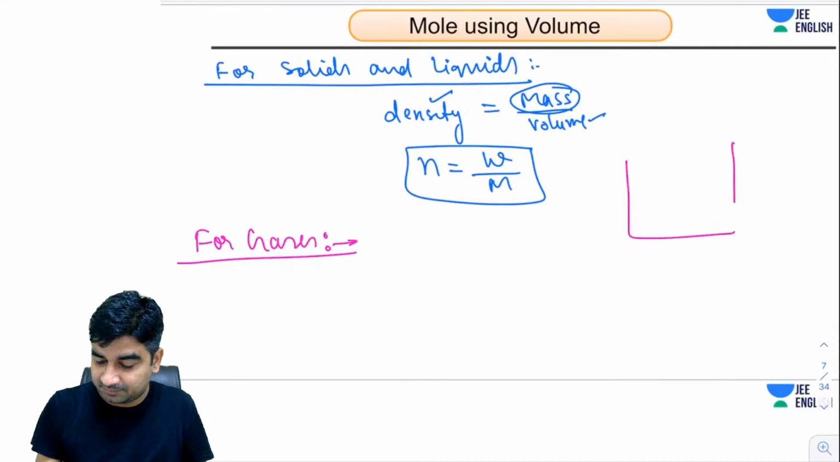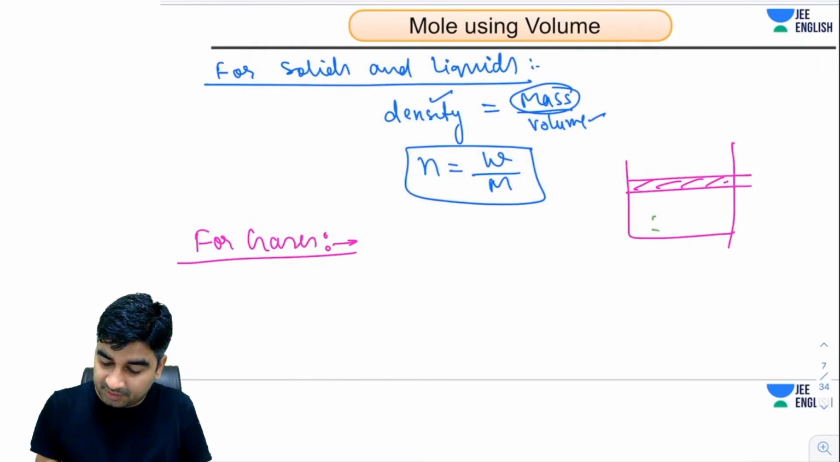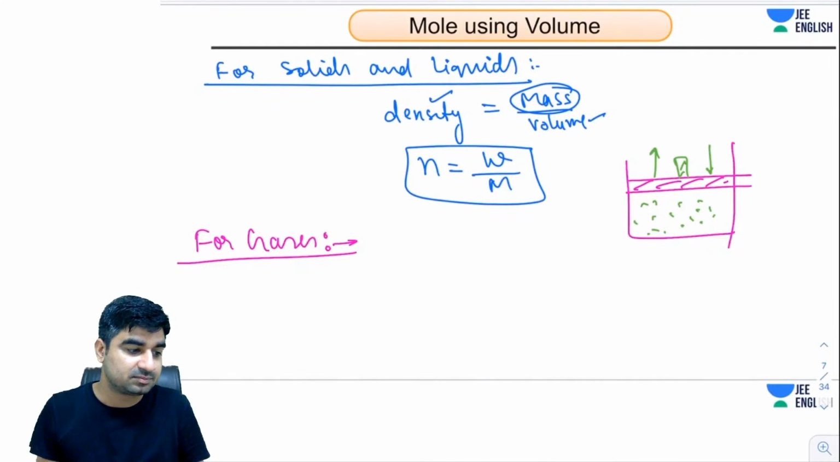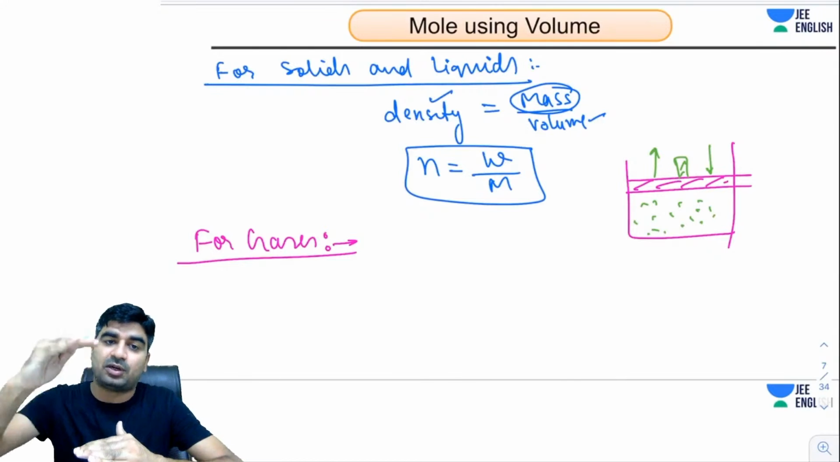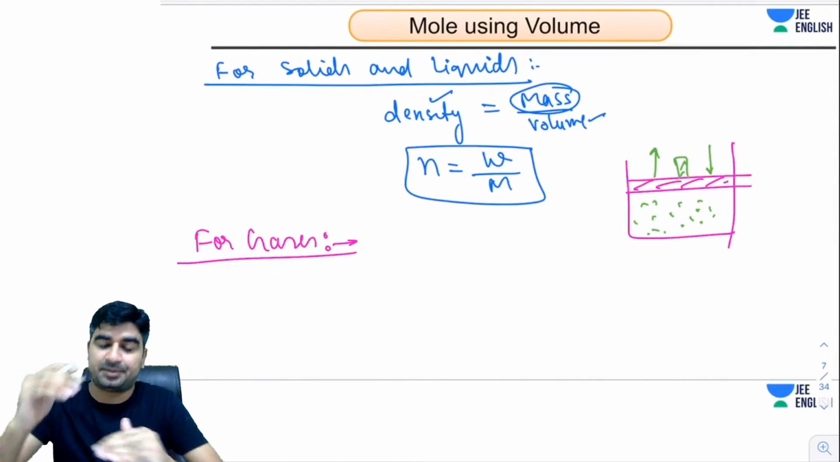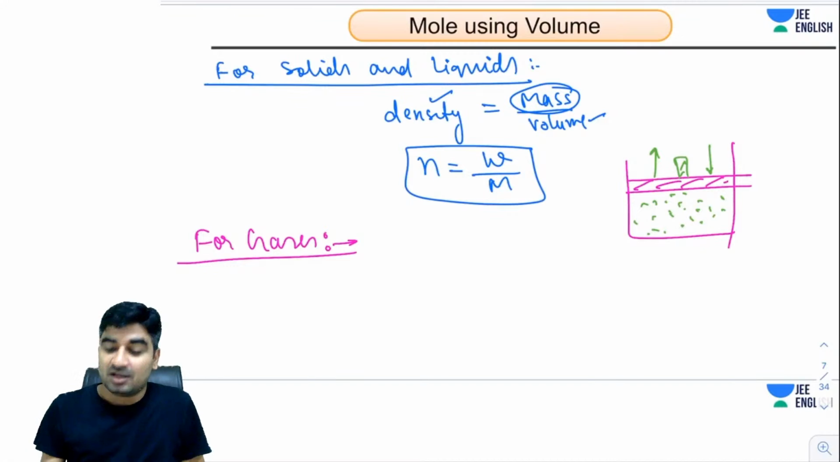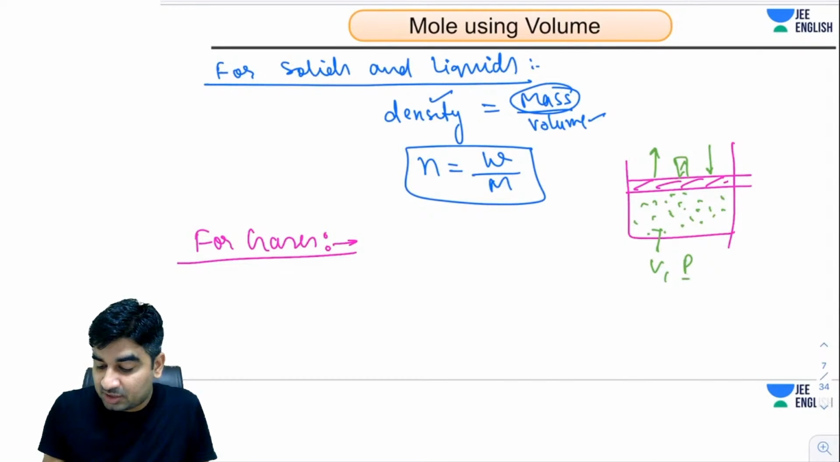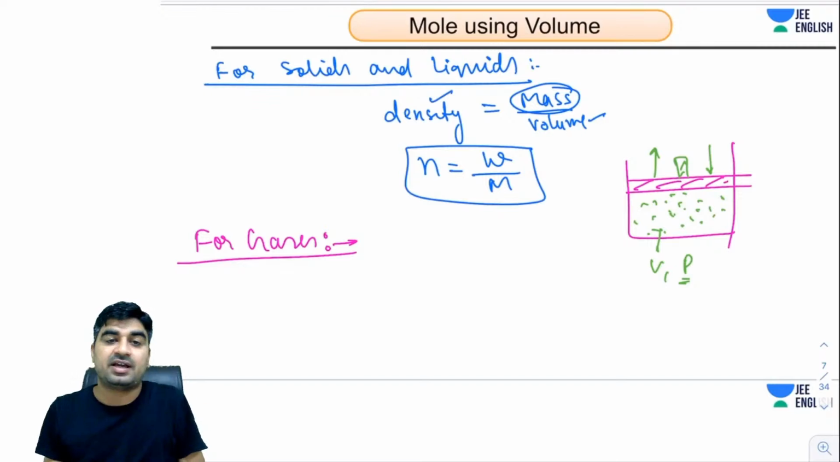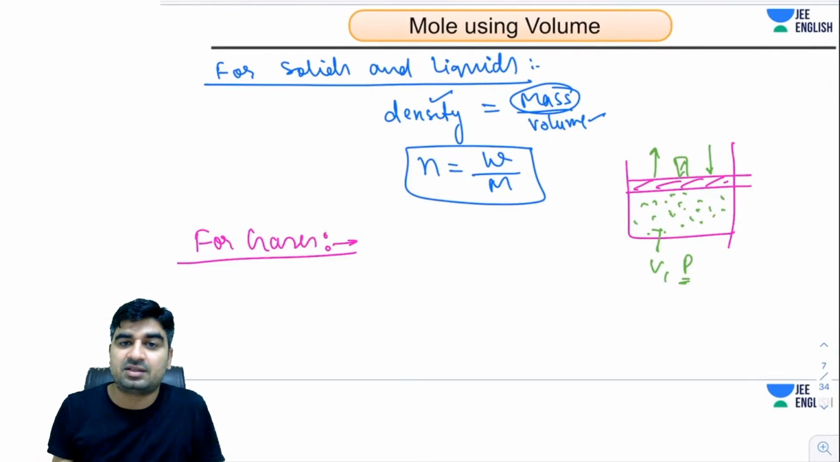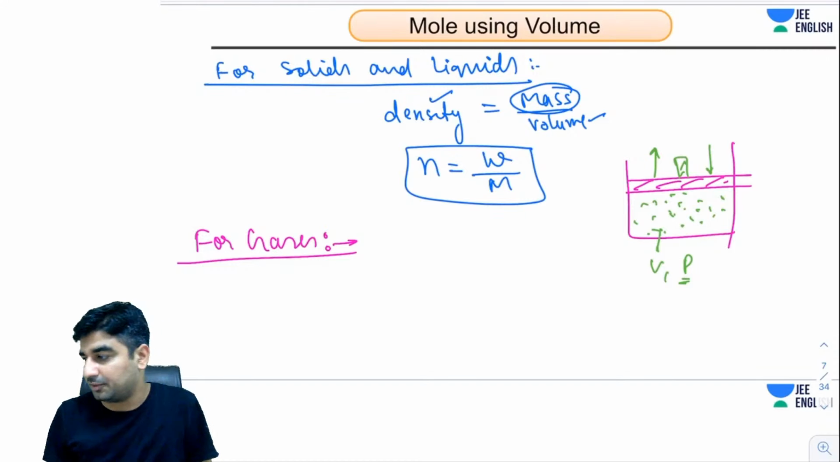So if I'm taking a container and here I'm taking gases, right? Here I'm taking gases. So I can push this piston or pull this piston. So once I push it or pull it, what's going to happen? Its volume will change, and basically the volume of the gas will change. So volume will change and pressure of the gas will also change. In the gaseous state, we will discuss these things in detail, but right now I'm just telling you.